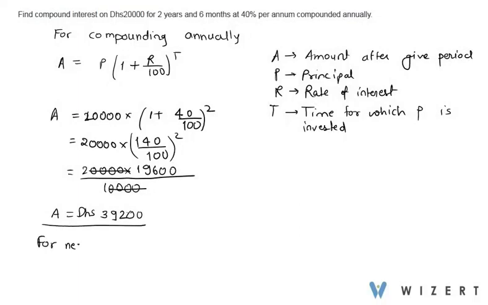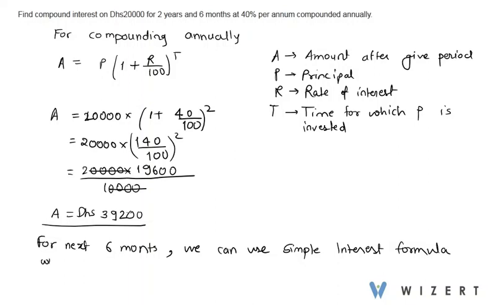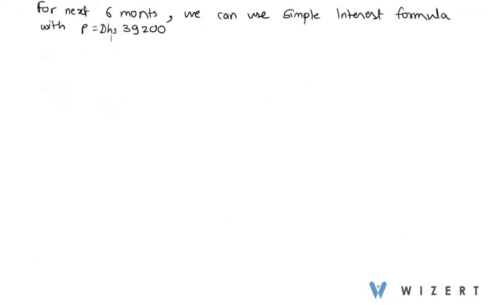For next 6 months we can use simple interest formula with P equal to 39,200 dirhams. So let's do that. We know with simple interest, how do we find amount? We have to add P with PRT by 100.